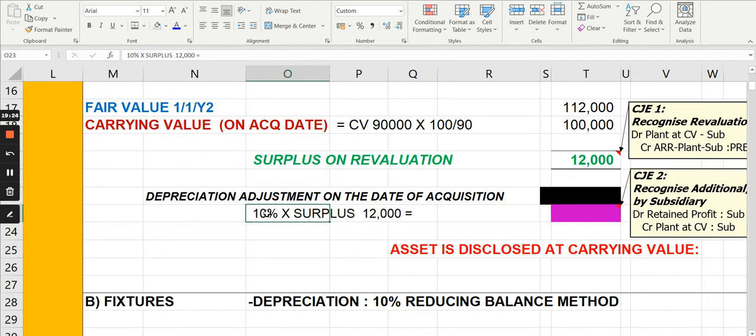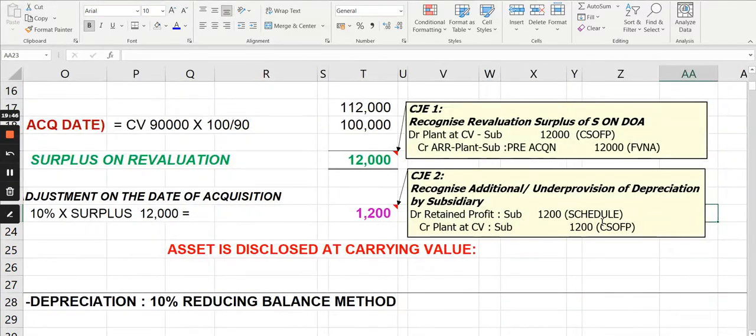You cannot do this for straight line method. So 10% times 12,000, and this is just for 1 year. If it's for 2 years, you may have to repeat this twice. So 10% of 12,000 will give you 1,200. And that 1,200, you need to go and adjust for the depreciation. It was an under provision. As I mentioned, surplus will have an under provision.